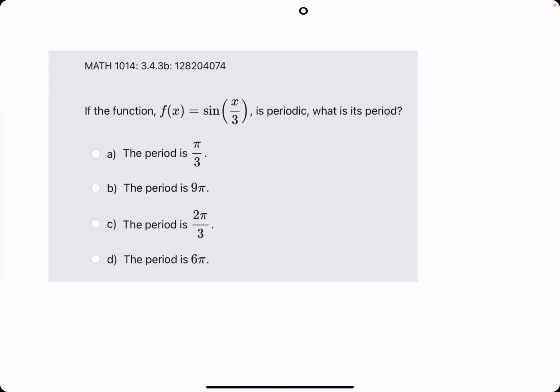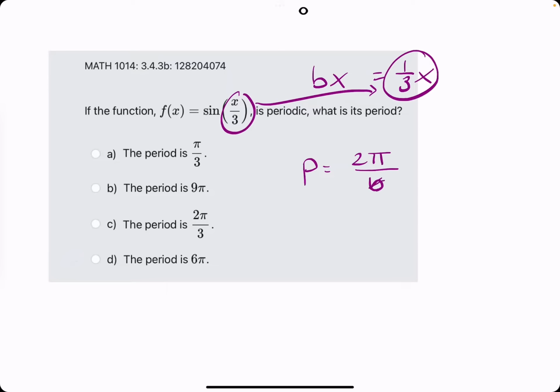Here we have sine of x over 3. So again, for sine and cosine, the period is 2 pi over b. So what's b in this case? What number is attached to x? If you were to rewrite this, 1/3 x. I know sometimes x over 3 might look a little confusing, but maybe it looks a little nicer in this format so you can tell what b is a little bit easier.